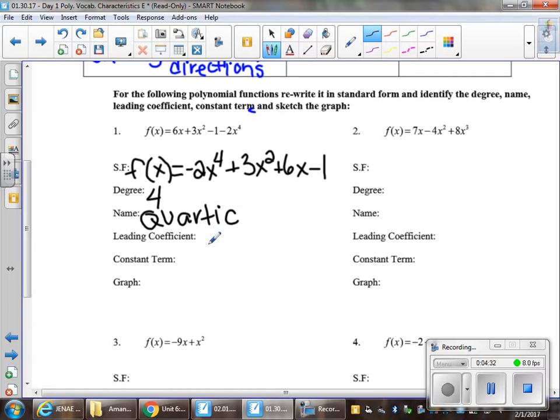Our leading coefficient? -2. Constant term? What's a constant term? It's a term with no variable. So it would be -1. Good. And a graph, you have these from your note cards, would look something like that. Okay, good. Do you want to do the next one?